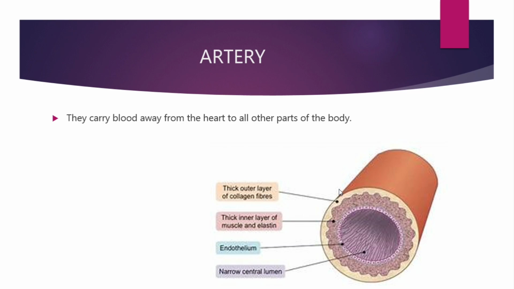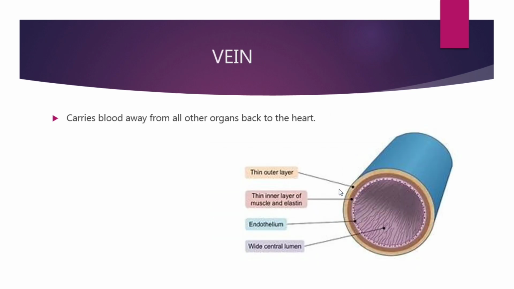The muscle and elastic in the walls of the artery help the artery to contract and relax to control the blood pressure. The central lumen allows the blood pressure to be steady, as it provides a thin pathway for the blood to flow, which reduces the blood pressure and increases the surface area, due to which the resistance increases and the speed of the blood gets low. So let's move on to the next blood vessel.